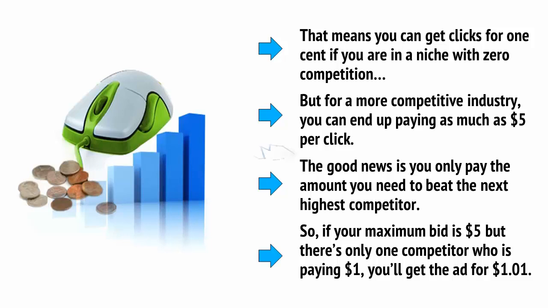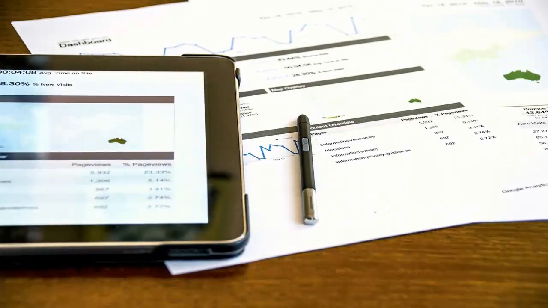So if your maximum bid is $5, but there's only one competitor who's paying $1, you'll get the ad for $1.01. As well as setting how much you're willing to pay, which is known as your maximum bid, you can also set how much you're willing to pay per week or per month. This is your budget, and by setting this, you can ensure that you never spend more cash than you have.